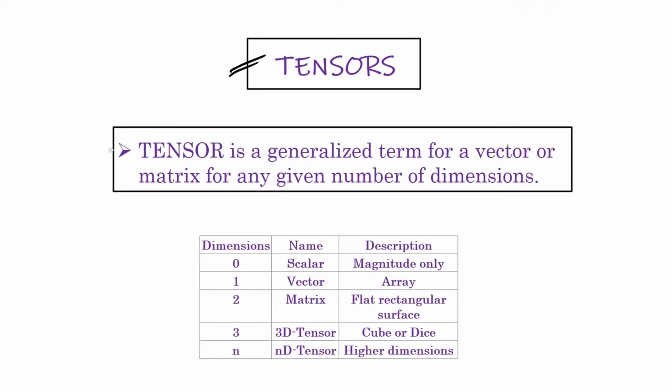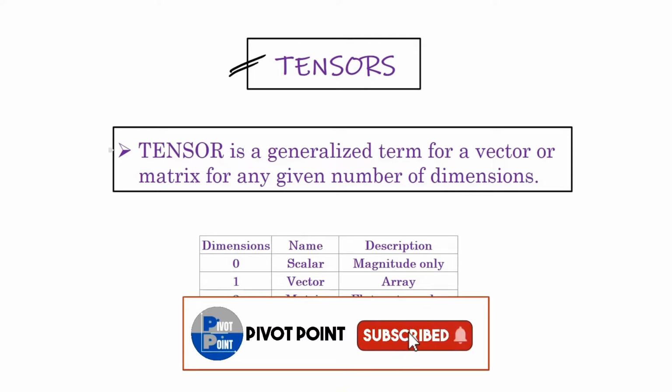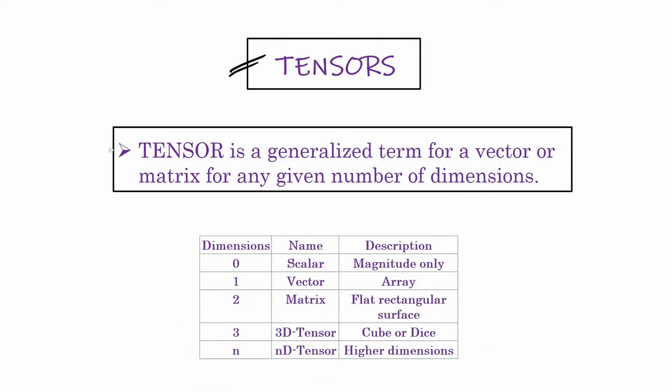Tensor is a commonly used term in the field of machine learning, deep learning, or AI, and it is very important to have at least a basic understanding of this topic. Within this lecture, we are going to cover tensors of different dimensions, and the agenda is to have a generalized idea on different types of tensors.